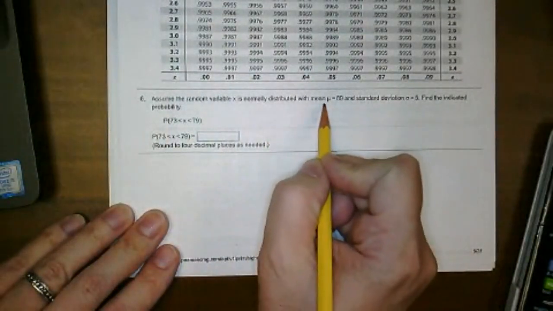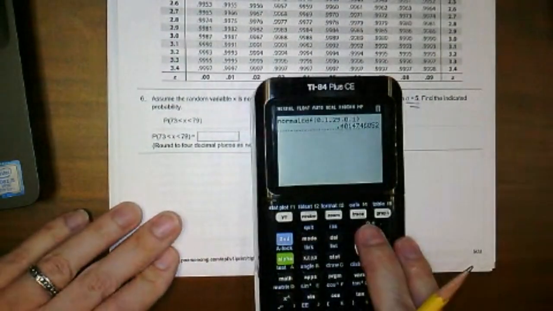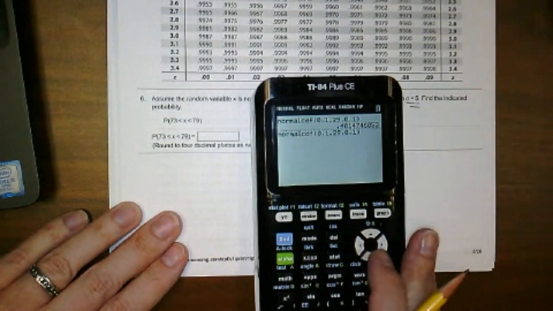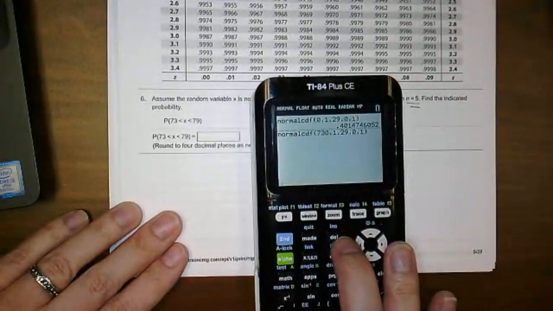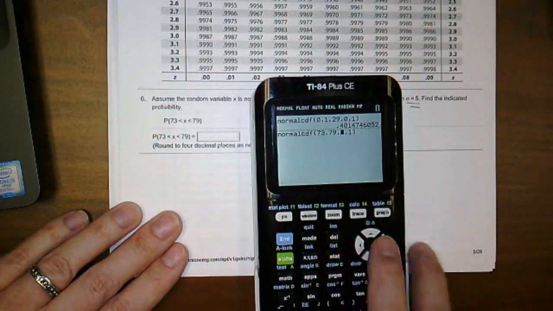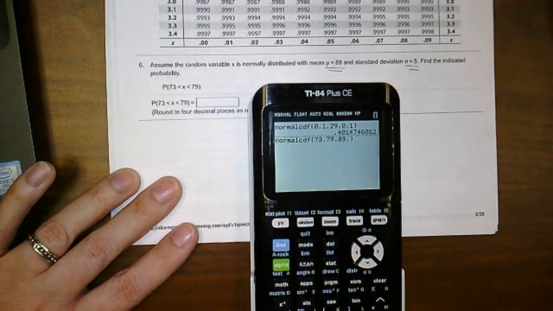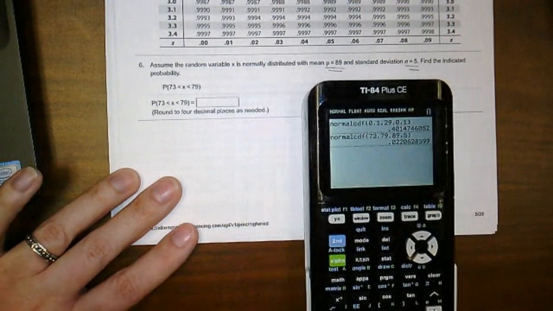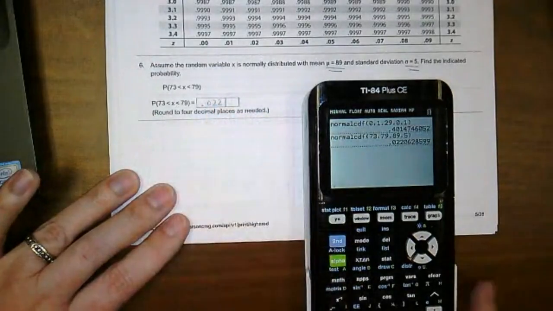Moving on to 6. Same kind of problem, except this time you have a different mean and standard deviation. So I can take a shortcut and just copy that and go back and put in 70, delete that 0, then put 79, and then instead of 0, I have 89, and my standard deviation is 5. And once again, we round to 4 places, so it's 0.0221.